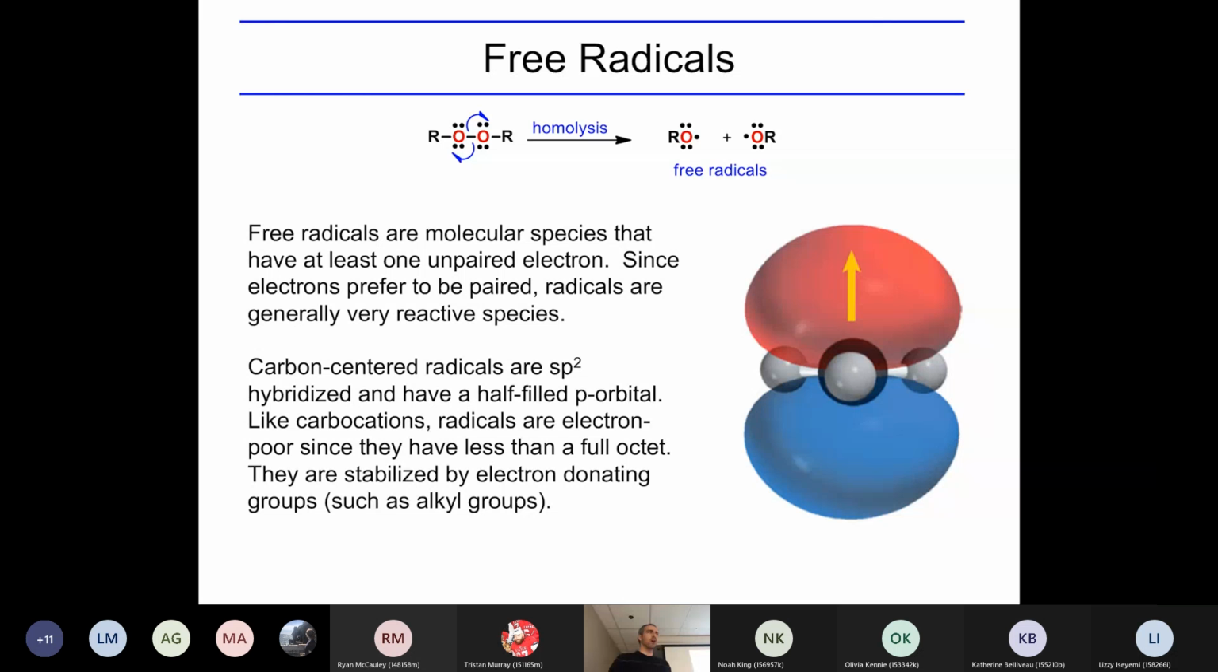What they do want is a full octet. That's common among all molecules. They want full octets, so they want to do reactions that'll give them a full octet. But for this oxygen right here, to get a full octet, all it needs is one more electron. So it'll do a reaction that'll steal one electron from something else, not pairs.